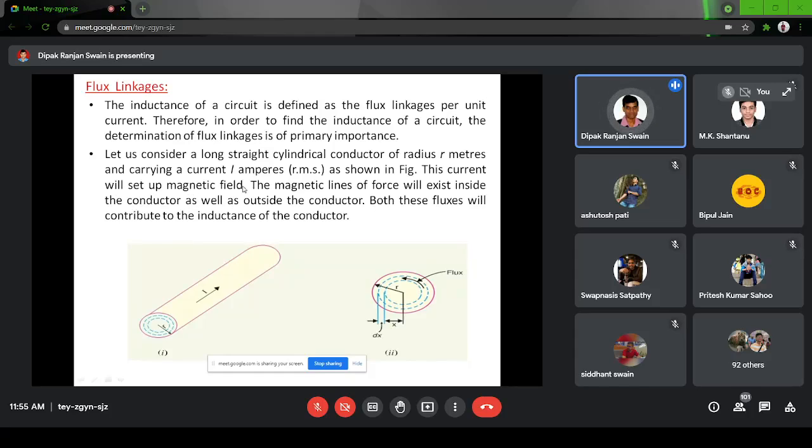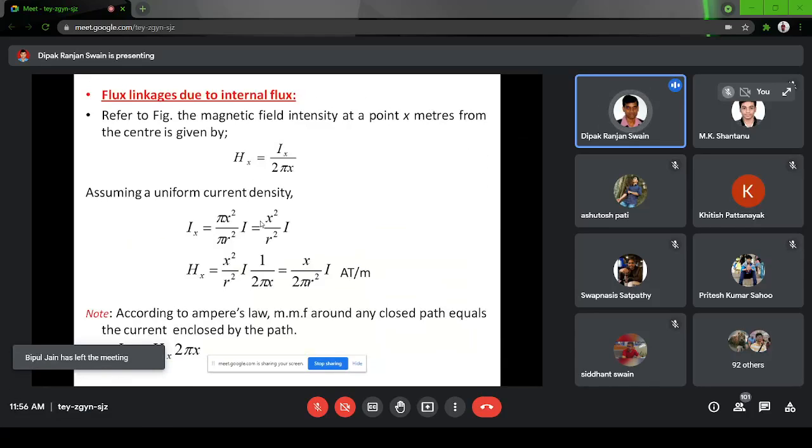This current will set up a magnetic field. The magnetic lines of force will exist inside the conductor as well as outside the conductor. As I have told, there will be two types of flux: self-linked flux and mutual linked flux. If you have more than one conductor, there will be mutual linked flux. Otherwise, there will be only self-linked flux. Both these fluxes will contribute towards the inductance of the conductor. So let us first go to the calculation of self-linked flux, or the internal flux. The outer side is called the external flux.